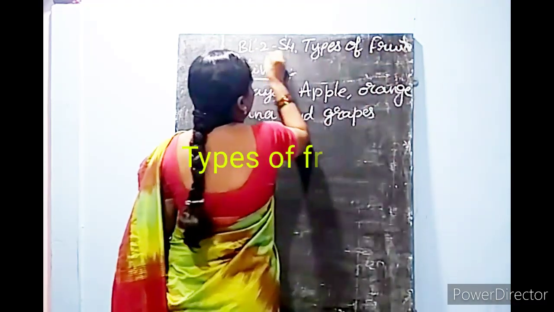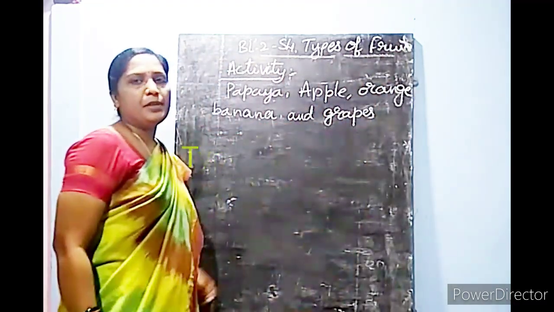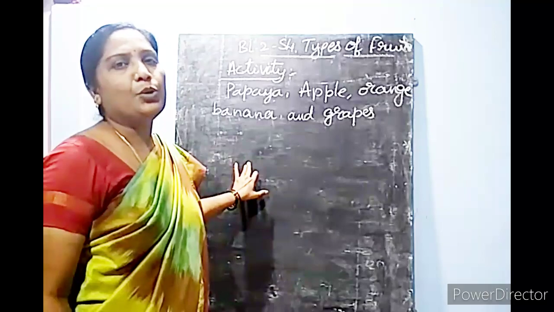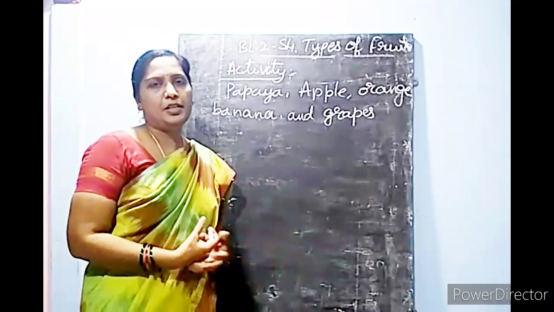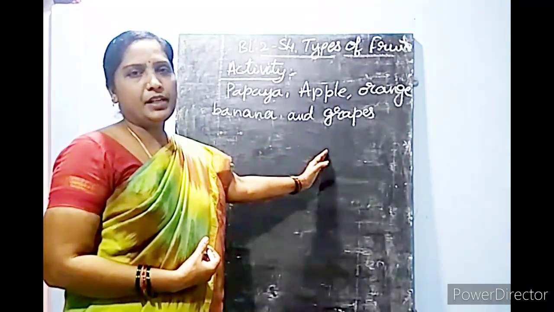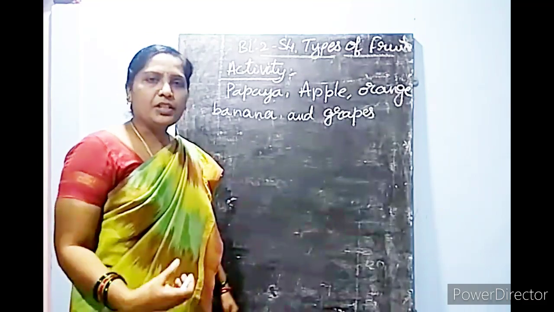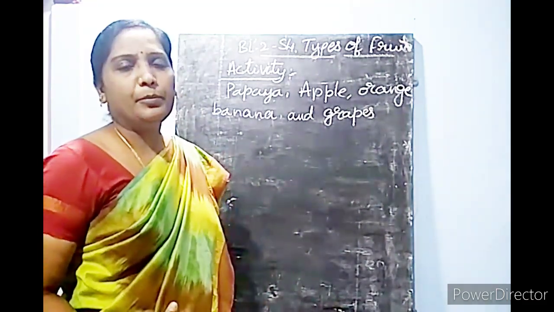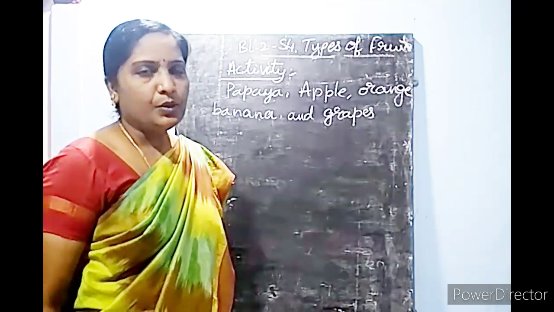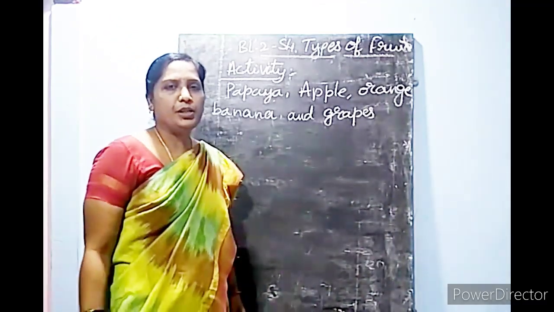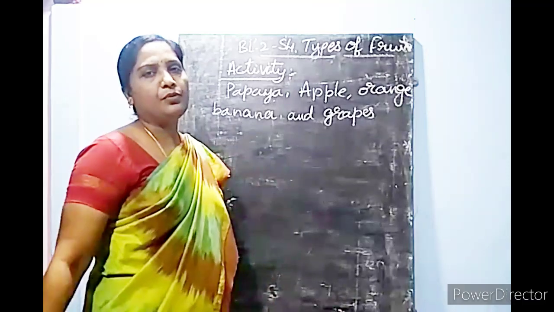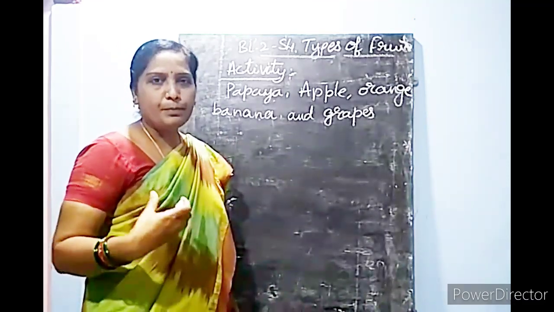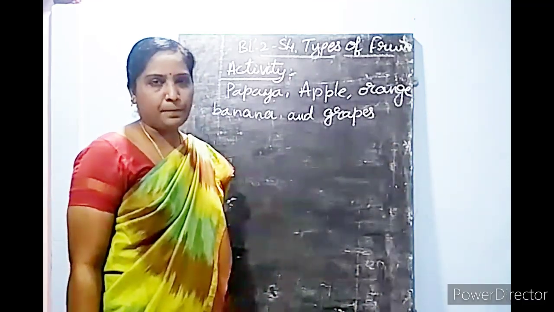So how are these fruits different from each other? Anyhow, we are seeing them as fruits only. But still there are some categories. We can classify them into different groups. So that we are going to learn today. How to classify the fruits and what is the basis for that, we'll see.